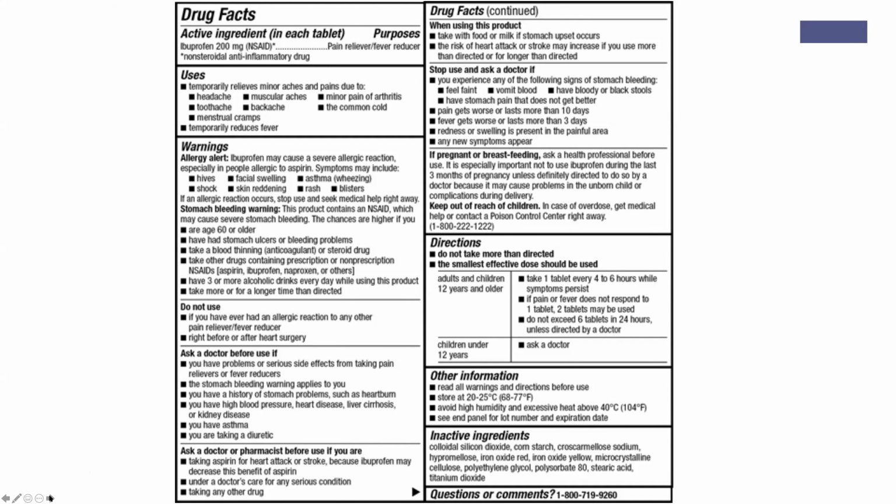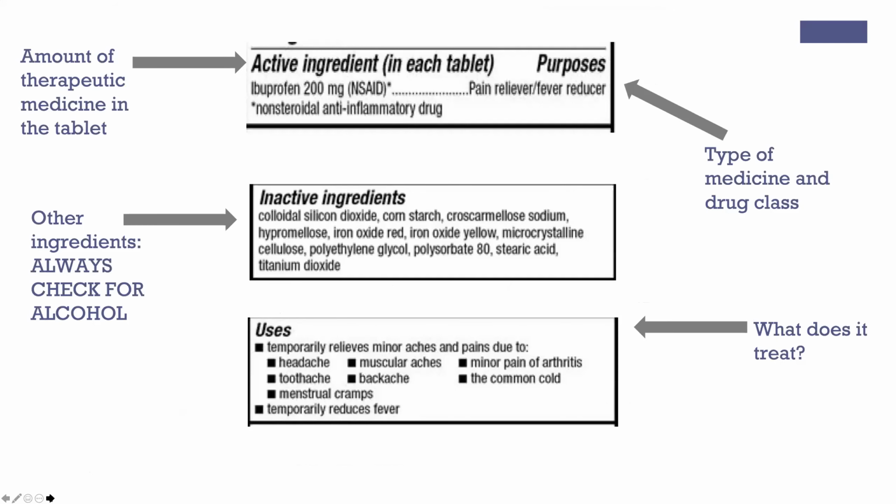But anyway, we show them that. And then we want to point out, if you're going to have to read something, this is exactly where I want you to read. We look at the active ingredient. We said that. Amount of therapeutic medicine per tablet, 200 milligrams. Other ingredients, check for alcohol. Is there any alcohol in the inactive ingredients? We'll find some of those in a minute.